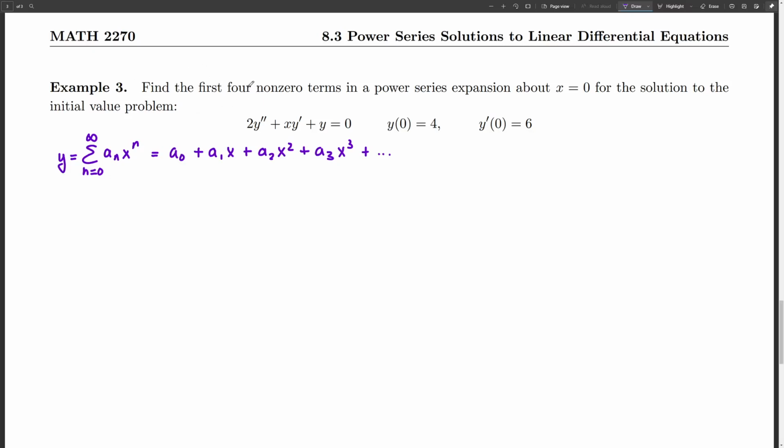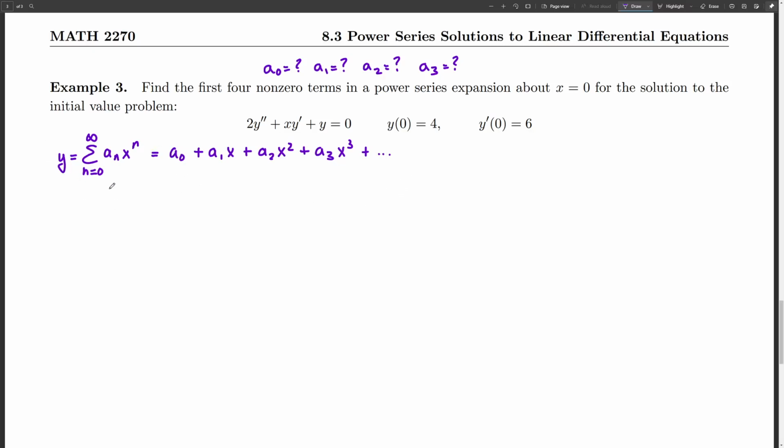The problem asks for the first four non-zero terms, and if a0, a1, a2, and a3 are all non-zero, this is what it's asking for. So unless one of the coefficients is 0, it's basically asking us to find what is a0, a1, a2, and a3. Again, this is assuming that all these values are non-zero, so we may have to go to a sub 4 or a sub 5.